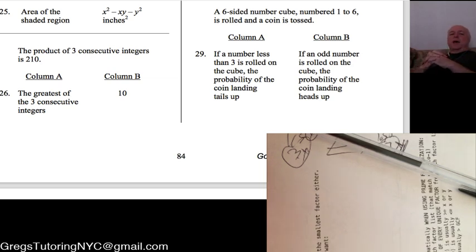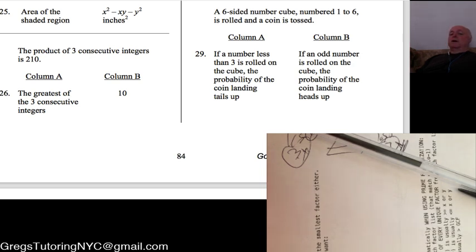Okay, so column A says, if a number less than 3 is rolled on the cube, the probability of the coin landing tails up. You go like, huh? Because that's just worded strange to me. And B says, if an odd number is rolled on the cube, the probability of the coin landing heads up. But if we just take them each at face value, okay, if a 3 is rolled, the probability of a coin landing tails up is 50-50.